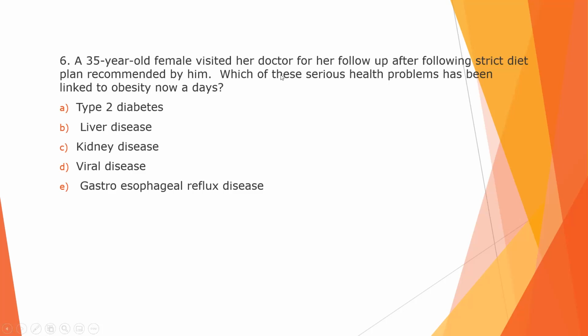A 35-year-old female visited her doctor for her follow-up after following a strict diet plan recommended by him. Which of these serious health problems has been linked to obesity nowadays in people who are very much concerned about their BMIs, their diets and their body weights? Either it's type 2 diabetes, liver disease, kidney disease, viral disease, or gastroesophageal reflux disease. A. Alpha. Yes, type 2 diabetes. Recent studies have shown that people having weight issues are being diagnosed with type 2 diabetes and even type 1 diabetes.